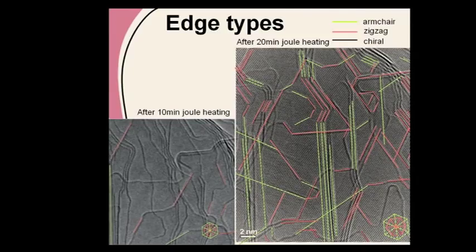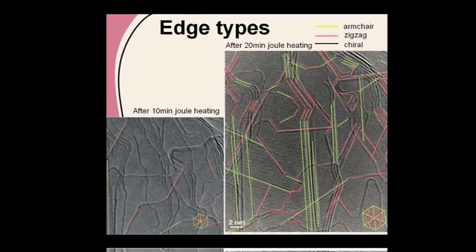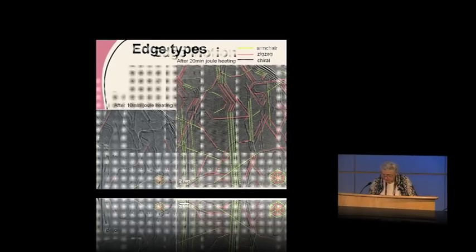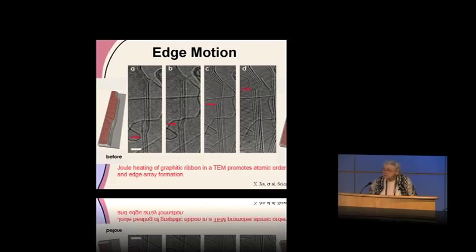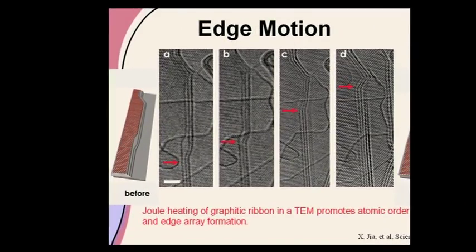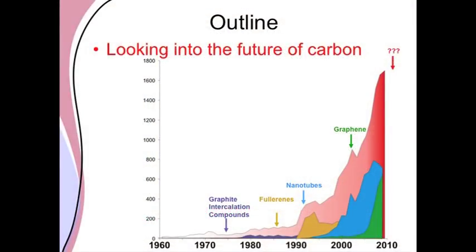But with graphene, it likes to have the high symmetry directions. And theory says that in equilibrium state, the armchairs should be more frequent. But when you do make them with Joule heating, the zigzags seem to be equally or more so. And you can actually watch the motion of these junctions between the different kinds of edges. And we've been moving them and measuring the velocity of motion and so on.